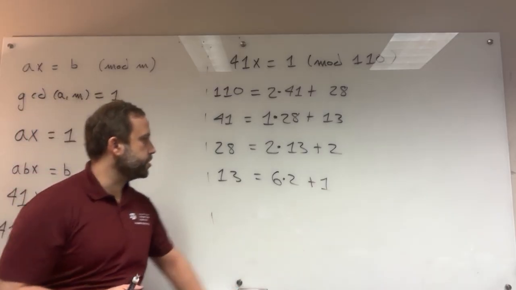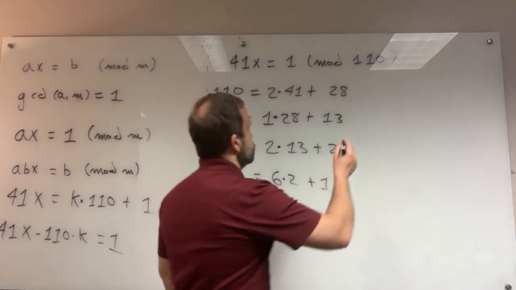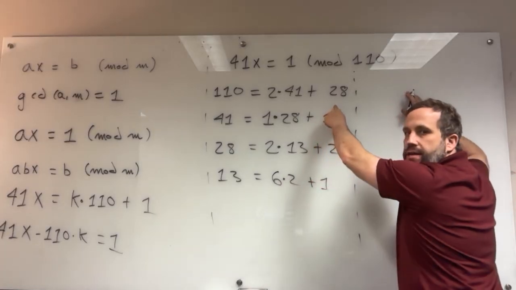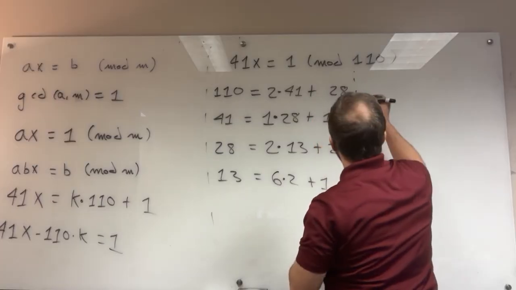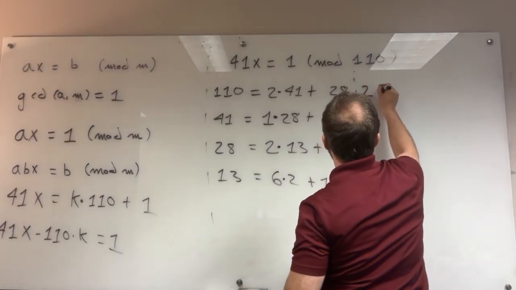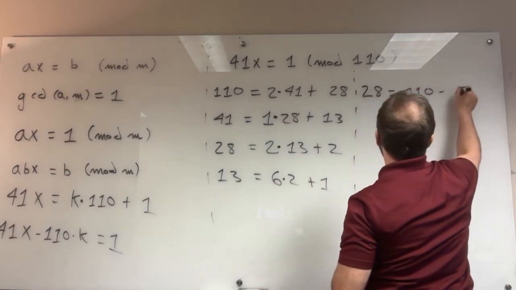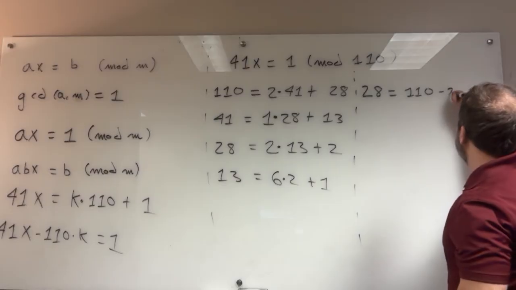Okay, now what we want to do is find integers k and x so that we can write 1 as a linear combination, so to speak, of 41 and 110. And notice how the Euclidean algorithm can help us do this. This first line here shows me how to write 28 as a linear combination of 110 and 41. Indeed, it tells me 28 is equal to 110 minus 2 times 41.